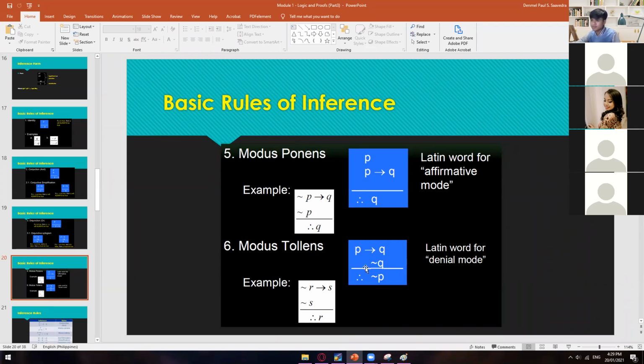So did you guys get the modus tollens? Or just a little?